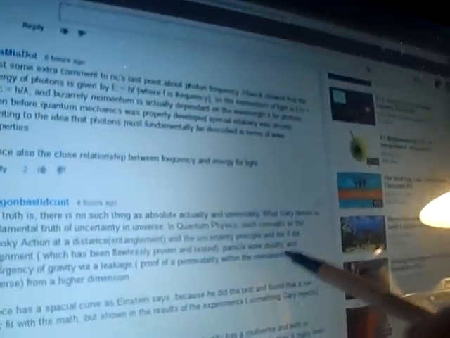Anyway. Particle wave duality. There we go, that duality again. Particle wave duality. No, it's a particle. It's a corpuscle. It's a thing. Okay, and it doesn't have any wave in it at all. There's no wave in a photon.